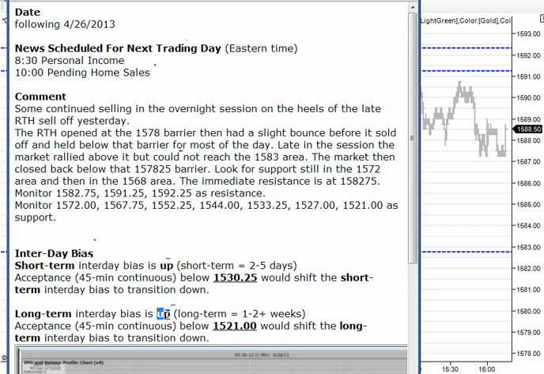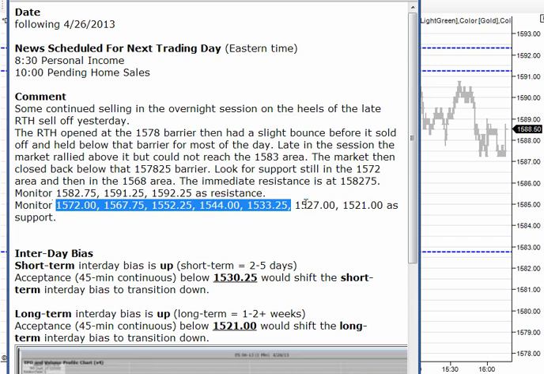So all things equal, we'd rather be on the long side, and until these levels are taken out, that's our feeling. Okay, so in other words, this is our bias heading into the day, bigger picture, and that would change if this happened. Then we wanted to monitor these levels as resistance, these levels as potential support. That doesn't necessarily mean you just blindly trade against them. It's just areas of the market that you really want to watch heading into the day.